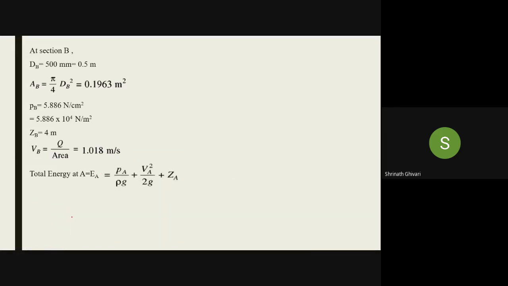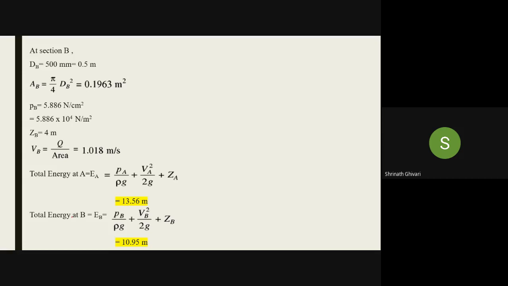So total energy at A, this is the formula. I got 13.56. Is this right? Someone has got 13.1. Okay. Yes, sir. Total energy at B is PB by rho G plus VB square by 2G plus ZB. The answer is 10.95. Is this right? Yes, sir. Okay. Now what have they told you to find out?